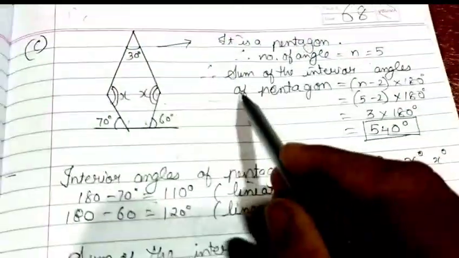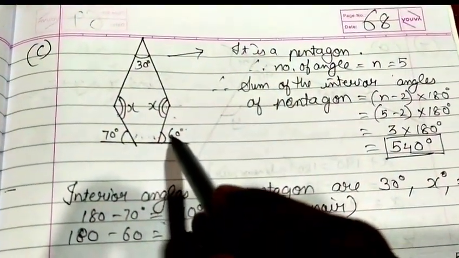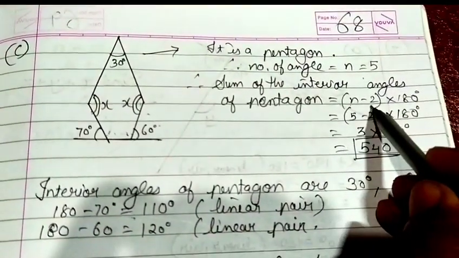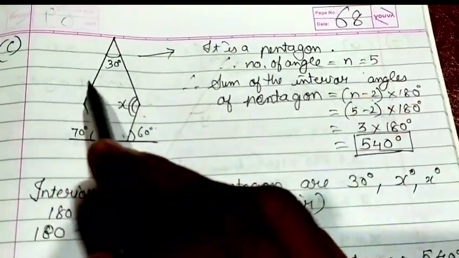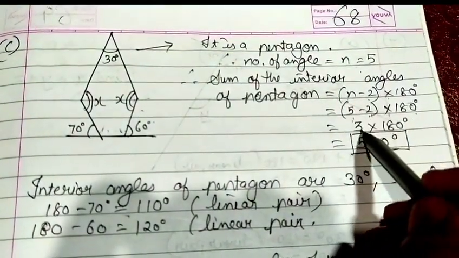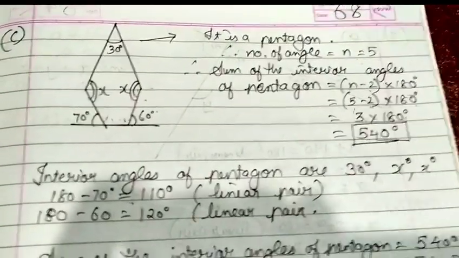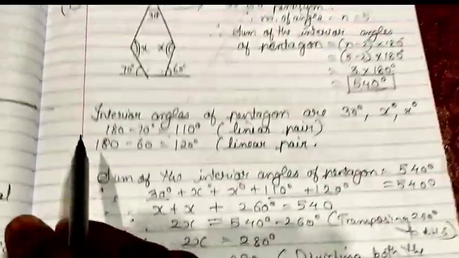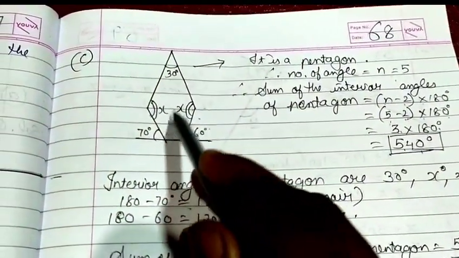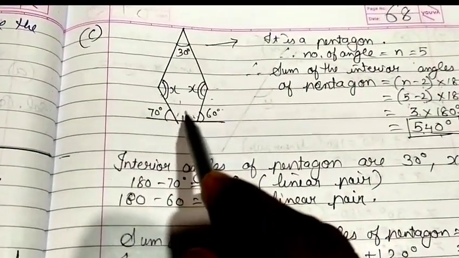As we all know, first we have to find the sum of the interior angles of a pentagon, which equals n minus 2 into 180. And we found 5-sided figure means 5 minus 2 into 180. 5 minus 2 gives 3, and 3 into 180 gives 540. Now dear student, we need to add all these angles, 30 plus x, then these two angles. How to find these two angles?